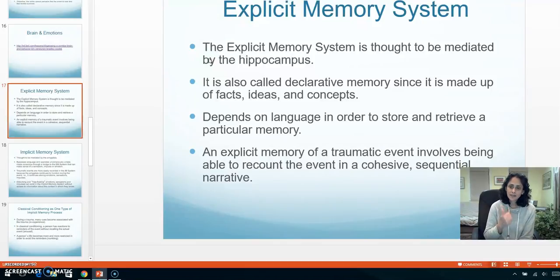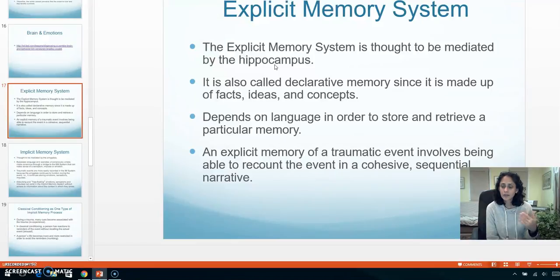In explicit memory that is processed through the hippocampus, you have a beginning, middle, and end. So you can narrate the whole story. For example, I can start saying, I was walking by the side of the pool, someone pushed me in, I fell in the pool, then someone pulled me out, and then I was okay. If someone asks me what happened, I will be able to tell them. I may be a little bit distressed, but I won't have a flashback.